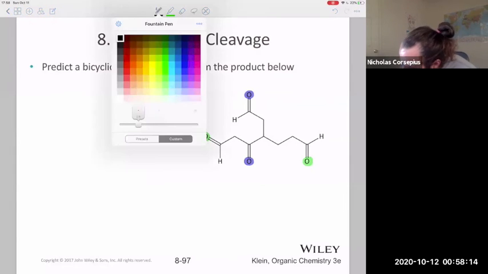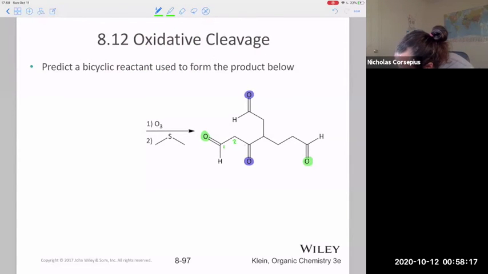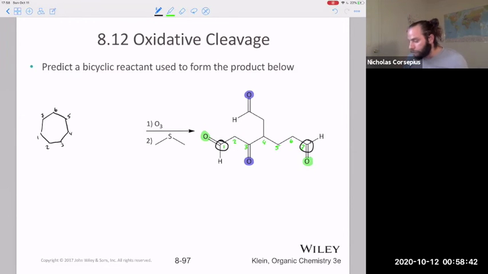So let's count: 1, 2, 3, 4, 5, 6, 7. So now this would be a 7-membered ring, which I'm especially terrible at drawing. Let's see if I can do it. Nice, okay. And I'm going to have between bonds 1, 2, 3, 4, 5, 6, 7. Right, my double bond would be between carbons 1 and 7, because those are the two groups that have those carbonyl bonds. So between 1 and 7.